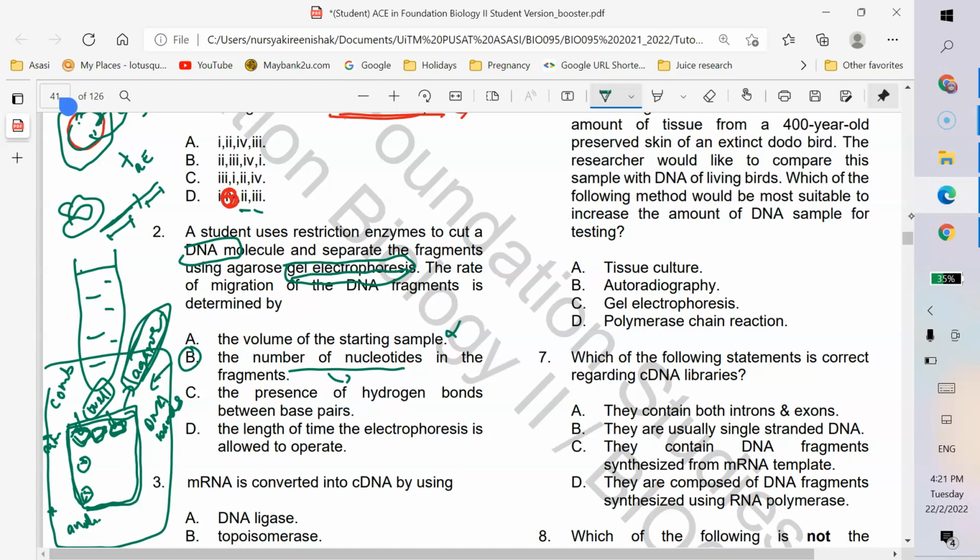Okay, kalau kita tengok C and D, the presence of hydrogen bonds between the base pair, tak lah kan. So it is not influenced by the presence of the bonds holding the two strands of DNA, holding the two base pair of the DNA strand.